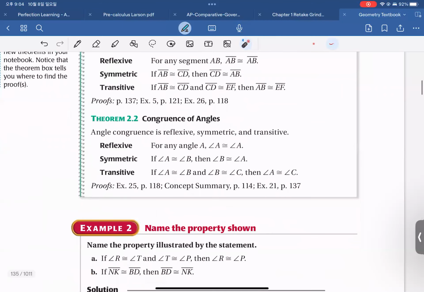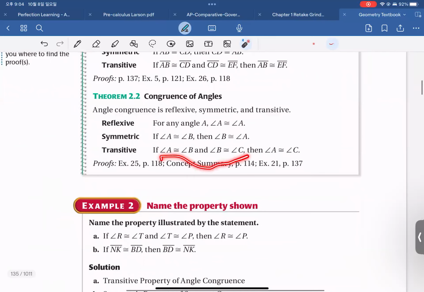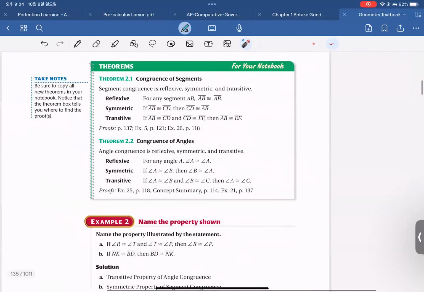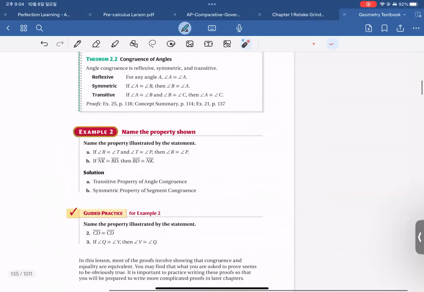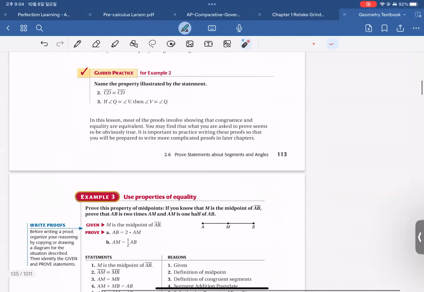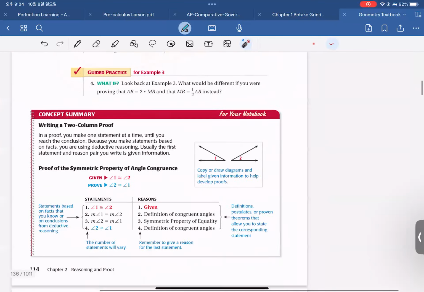The congruence of angles is also similar. Reflexive: angle A is obviously equal to itself. Symmetric: if angle A is equal to angle B, then angle B is also equal to angle A, vice versa. And transitive is once again a link, right? So these are congruence theorems that you must prove, and they're not postulates because they're not so obvious. I think you can just deal with these proofs by looking at them.